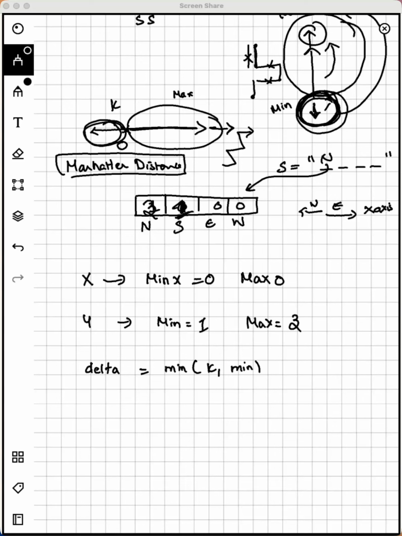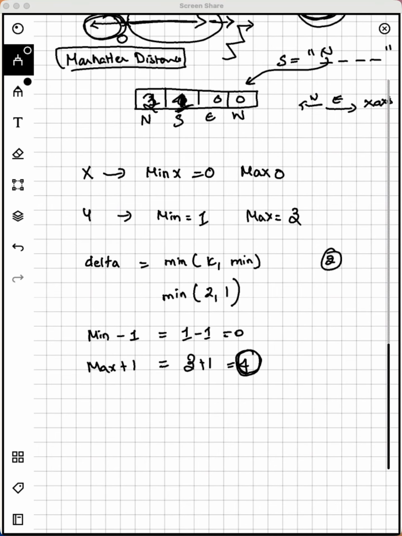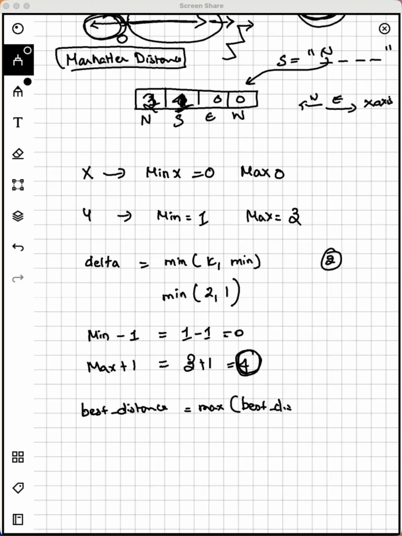Okay, let's say my k was 2. So I'm saying min of 2, 1. So I can take this 1 and subtract it from the min, which gives me 1 minus 1, 0, and add it to the max. So max plus 1, which is equal to 3 plus 1 equals 4. And now after one iteration of this, I'm going to look for the best distance seen so far, which is equal to the max of best distance, comma, the max minus min.